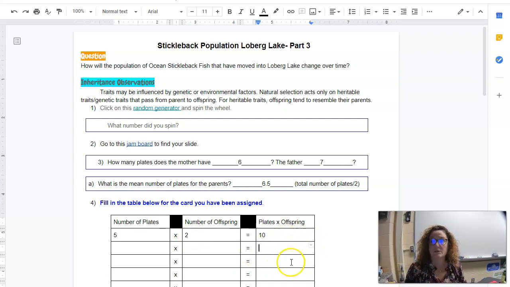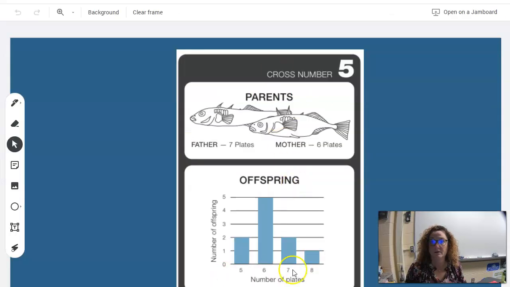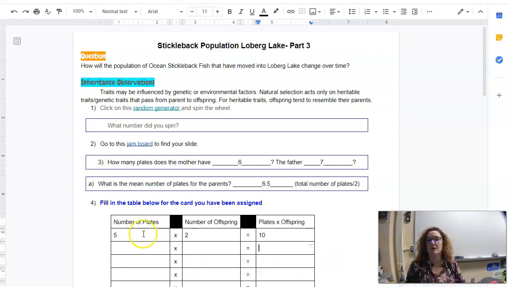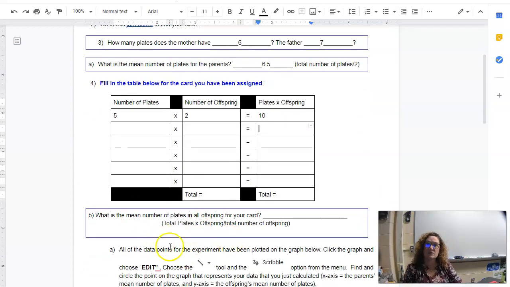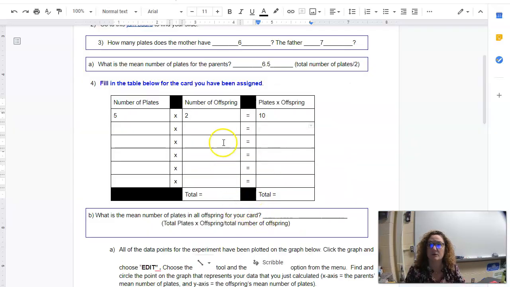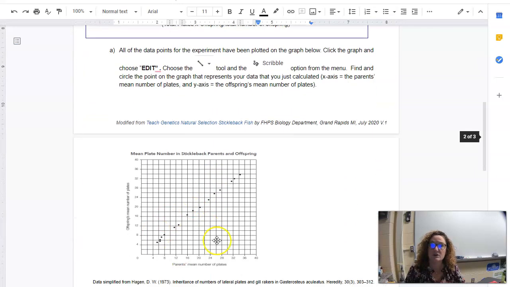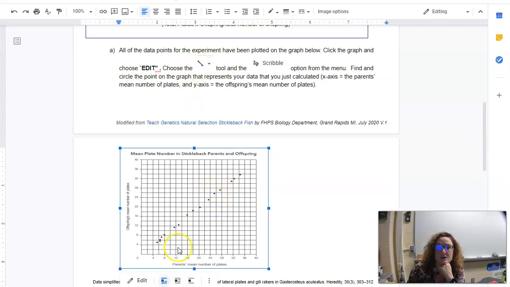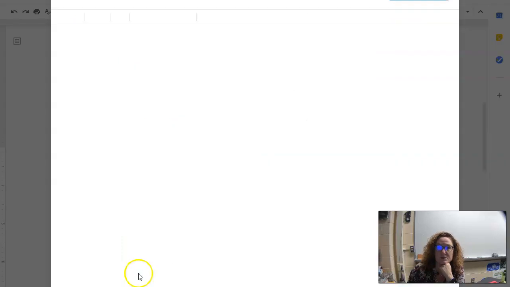I'm going to continue doing that as I go through my whole table. I would record all that data into my table, and then find the mean number of plates in all of the offspring. So add those all up and divide by the total number of offspring, whatever this total is. Once you've got that, you're going to use this graph to find your data point. To do that, you click on this. It's a drawing document, so I can click edit.